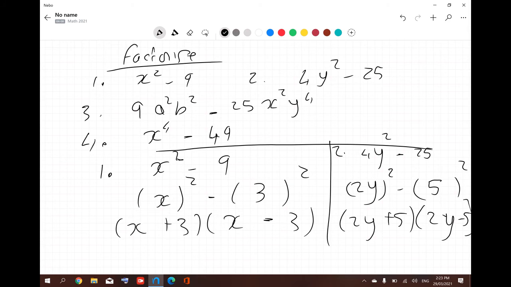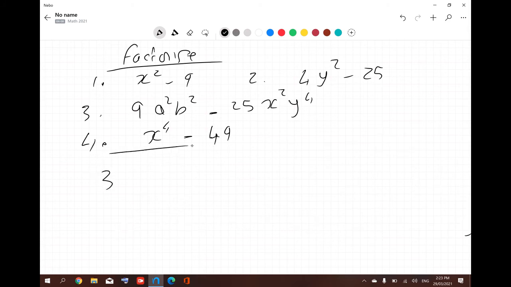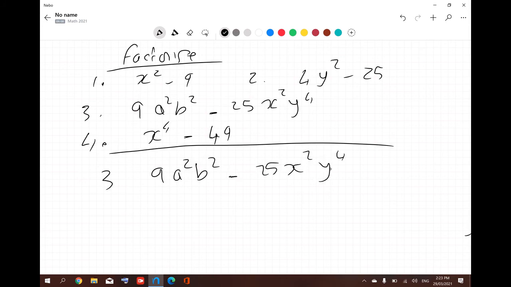Now number 3 here is 9a squared b squared minus 25 x squared y to the power of 4. I want that to be something squared minus something squared, and from there it's easy. What number do you put there so that when you square it you get a 9? It is a 3. I need to put a pronumeral. When I square it I get a squared, so it is a, and then b is using the same method. And if you want to confirm, 3 squared is 9, a to the power of 1 squared is a squared, b squared is b squared.